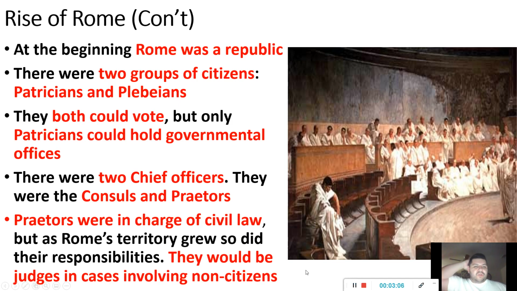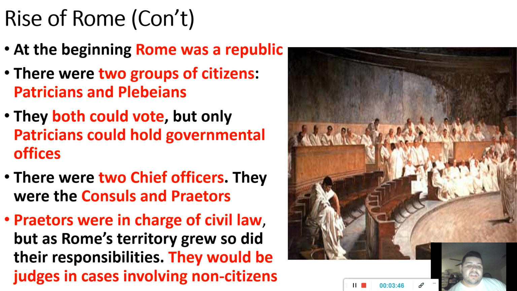All right, so in class we talked about how Rome started off as a little town and became a gargantuan empire. Basically, Rome was a republic, right? The people voted, the people had the power, and things like that. Now, there were two groups of citizens, the patricians and the plebeians. Both could vote. They are citizens of Rome, but only the patricians could become government officials. That's the only stipulation between the two.